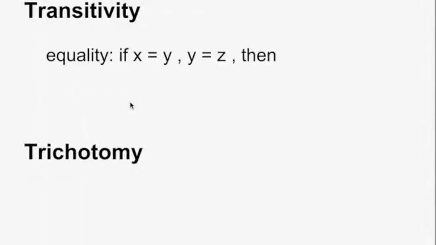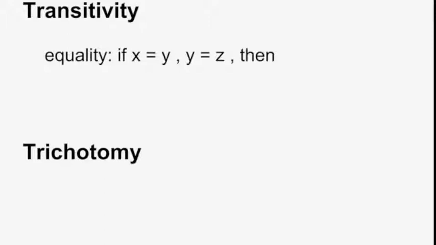The next property is transitivity and trichotomy. Transitivity states that for equality, if x equals y and y equals z, then x equals z. So the y's are equal to each other, so it just all flows.